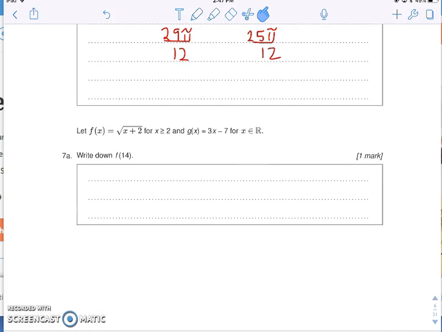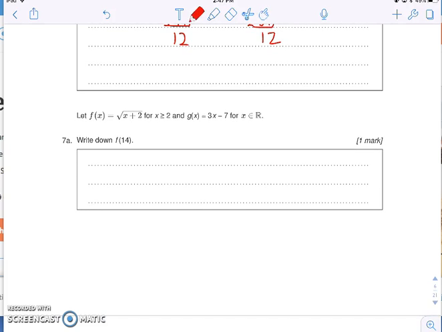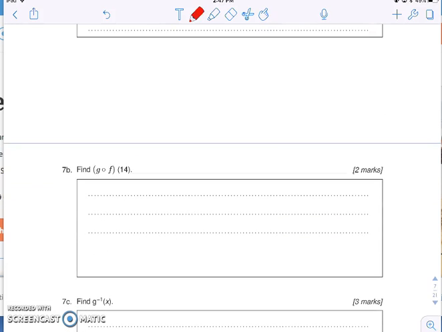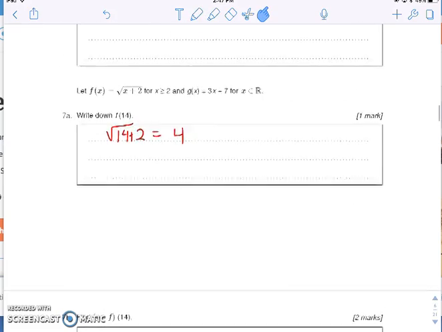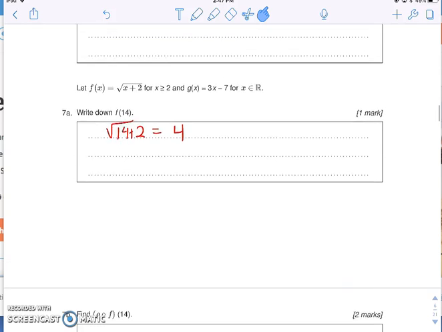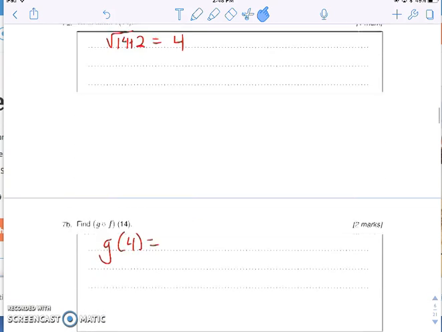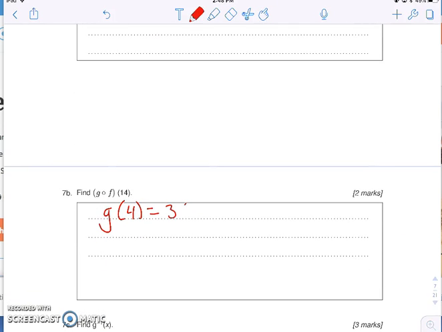So this next one, f of 14. This is a nice easy one. Plug in 14. What's the square root of 14 plus 2? The square root of 16 is 4. Find g of f of 14. Well, we found f of 14 was 4, so this is now really find g of 4. And if we plug in 4, what was our g function? 3x minus 7. 3 times 4 minus 7. 12 minus 7 is 5.